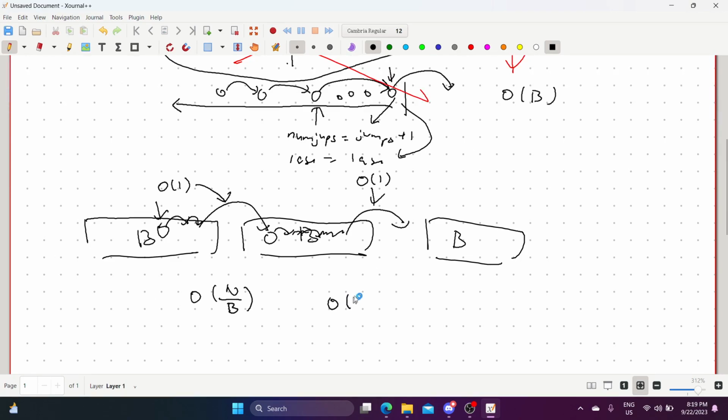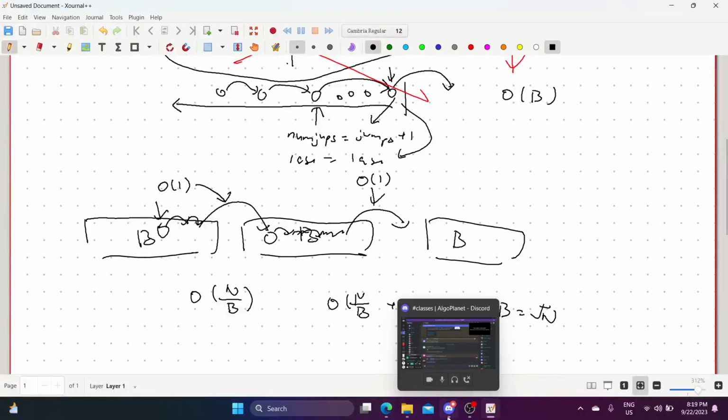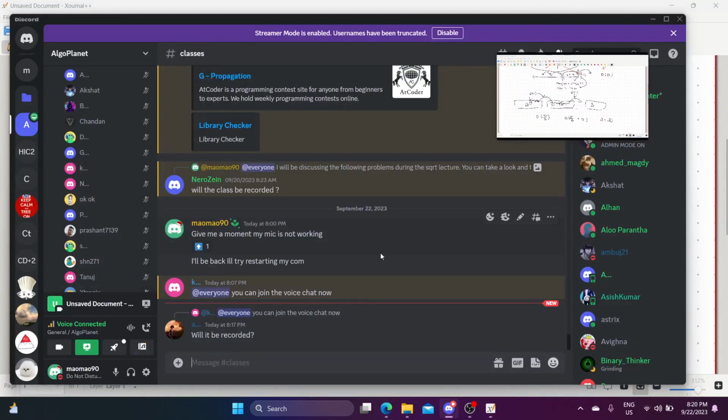Since this is O(n/b + b), the optimal b is equal to square root of n. So that is solved. Does anyone have any questions? Yes, it is recorded.